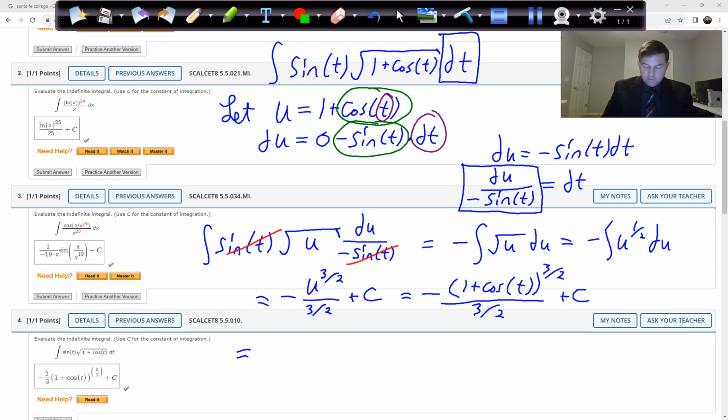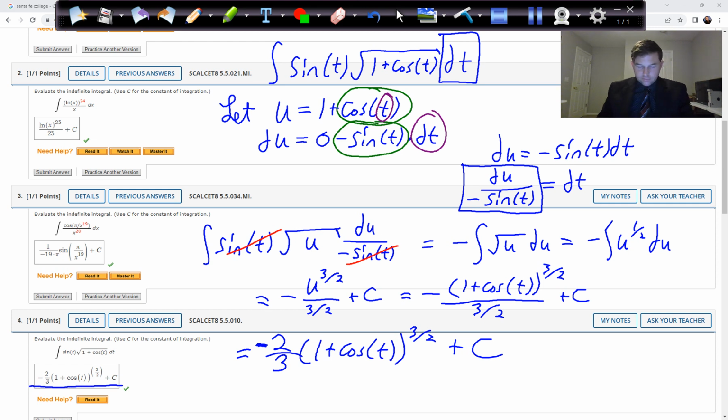The very last step is to flip that denominator. Dividing by 3/2 is the same as multiplying by 2/3. Let's put the minus in front. Then it's going to be 1 plus cosine t raised to the 3/2 plus the constant of integration c. And that's exactly what I have right there. Okay, so that would be problem 4.